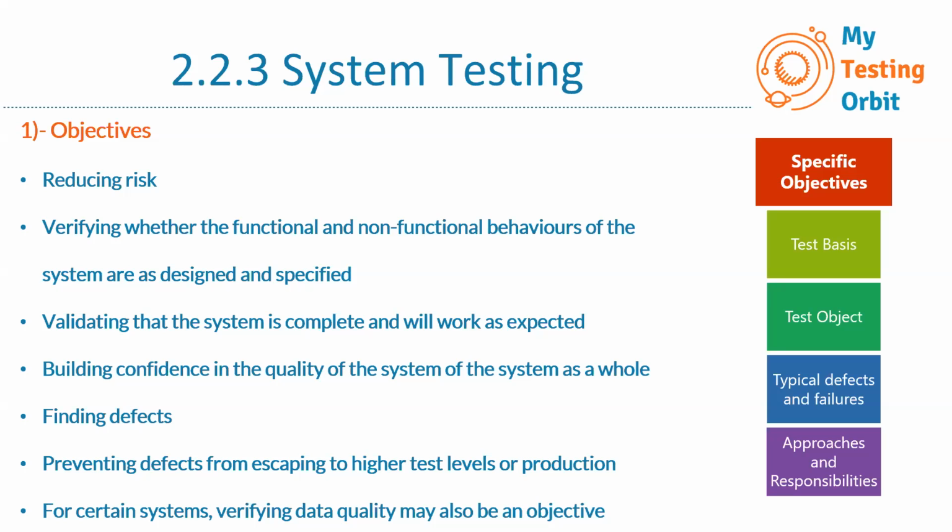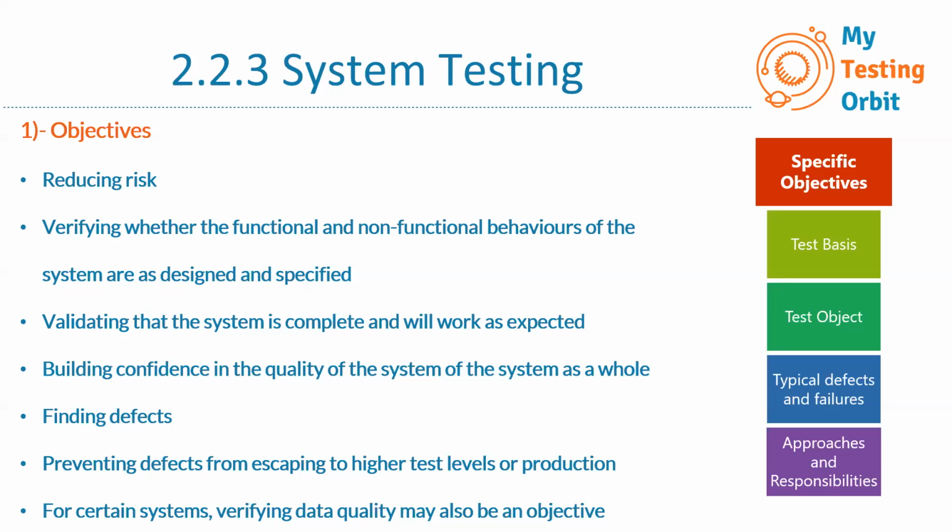Or even if they are not there, the requirements should be sufficient as well. So it doesn't mean that we need to fulfill all of these examples. These are all examples which are included as objectives of system testing. So I hope that's clear as well. So let's go through the first one, reducing risk.